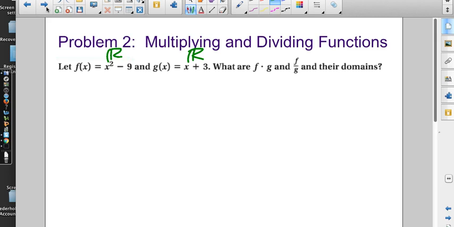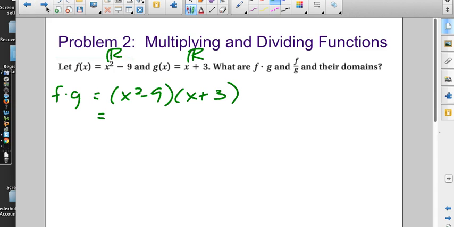So f times g, with a little dot, will be x squared minus 9 times x plus 3. Well, that's just what all we have to do there. But as we do the FOIL, constantly be thinking, am I having to take any square roots, 4th roots, 6th roots? Am I doing any division? So x cubed plus 3x squared minus 9x minus 27.